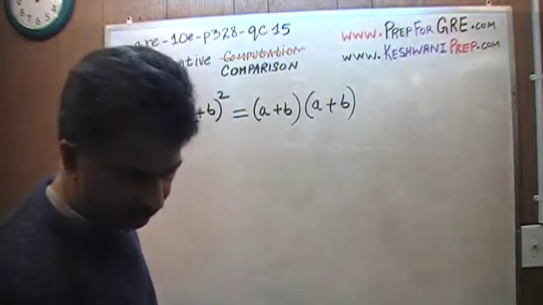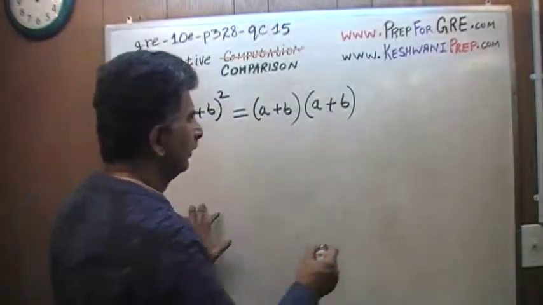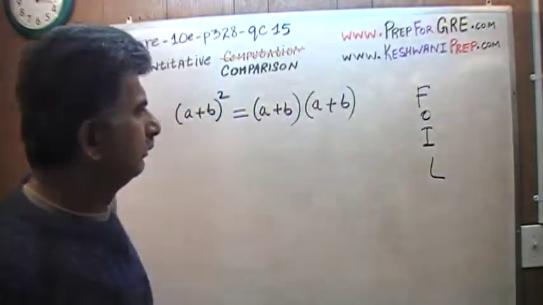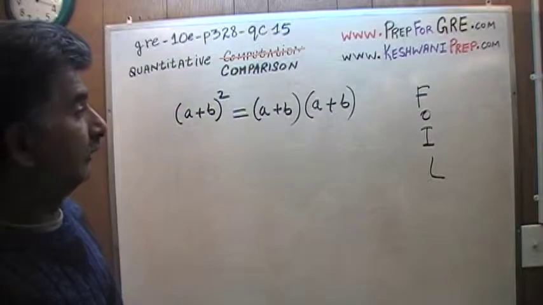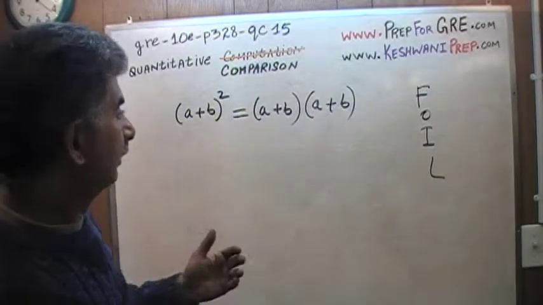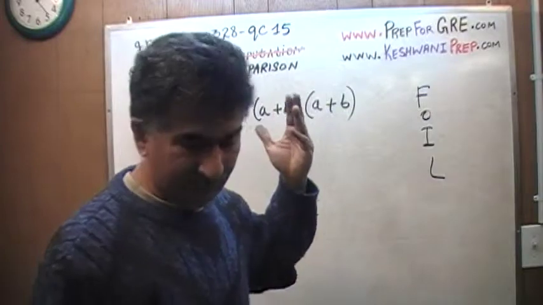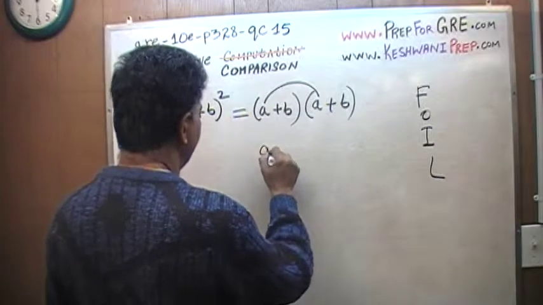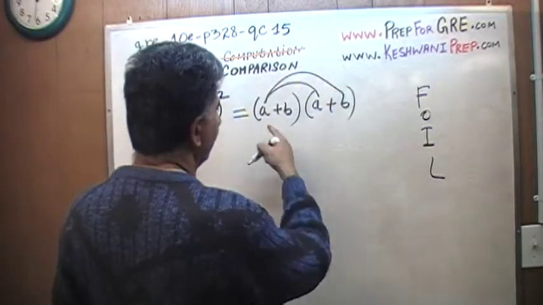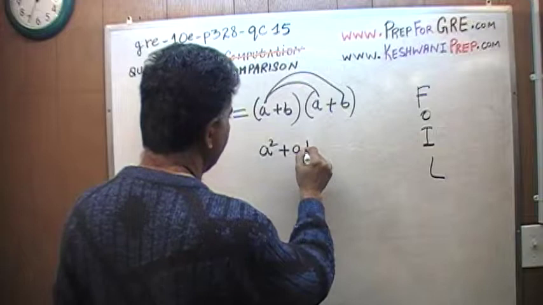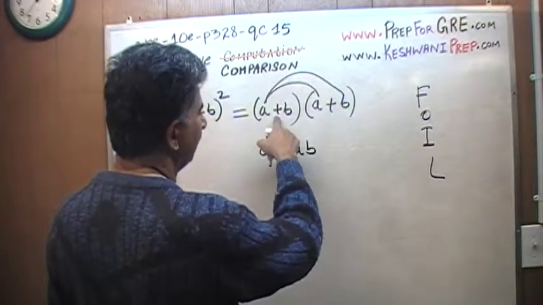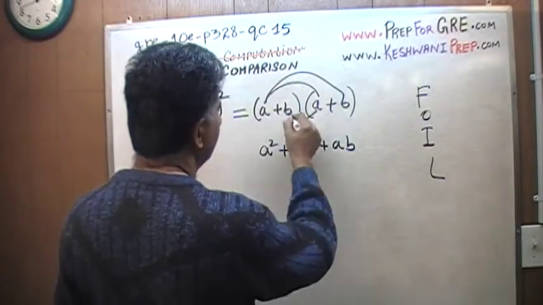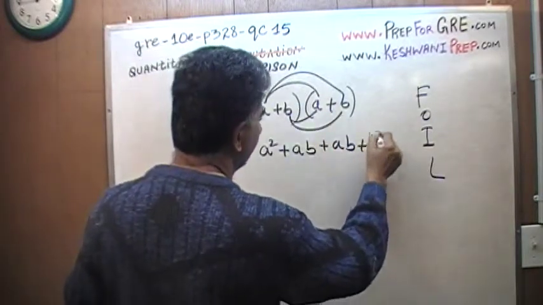your FOIL. It's a mnemonic that people use. I actually don't remember what it stands for. Americans use it, FOIL they call it. First, outer, inner, last, something like that. This is how it goes. A times A is A squared. A times B is AB, and then positive B times positive A is another AB right here, and then finally we have positive B times positive B, which is your B squared.